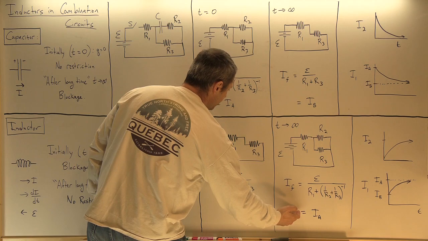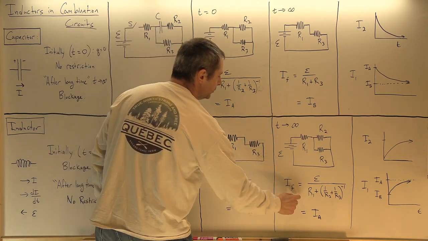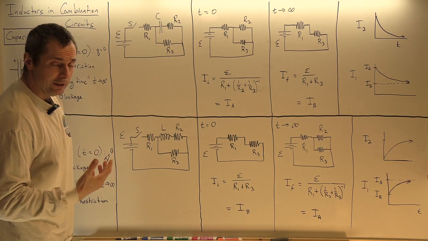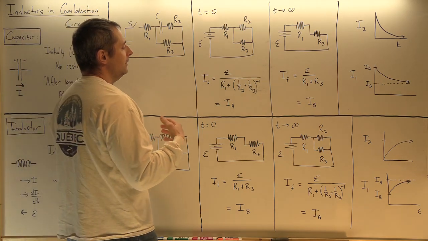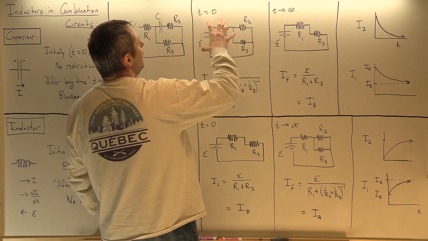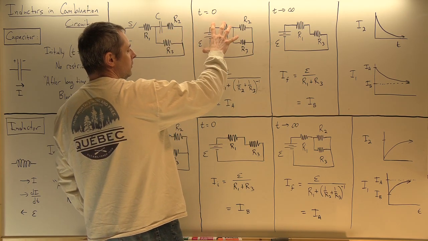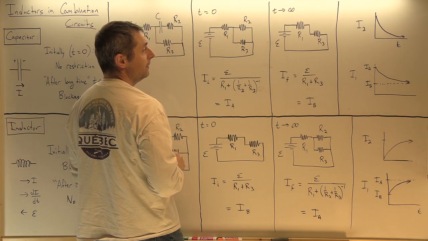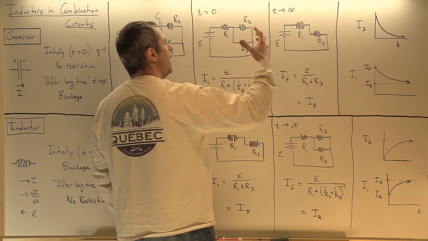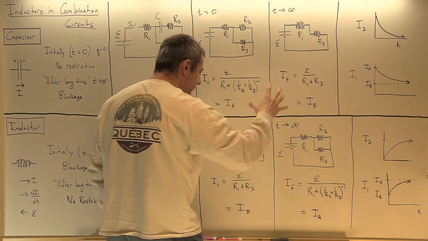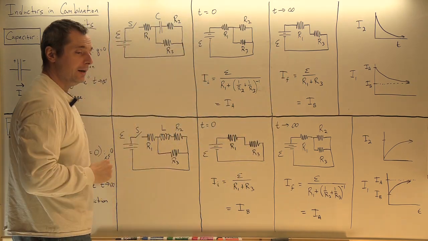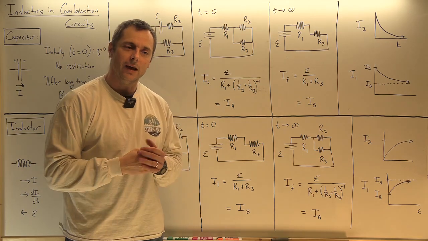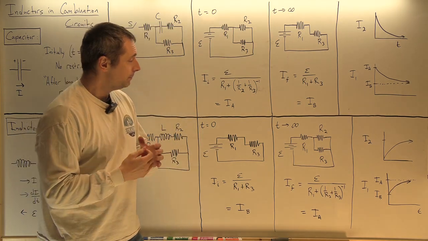In other words, notice how it's the same expression as here. So what you should see, note the pattern, is that the beginning of it with a capacitor is the same as the end of the inductor state. Whereas the capacitor, after a long time, behaves like the inductor did in the beginning. The same kind of analysis, it's just that one does the opposite in the beginning versus in the end.